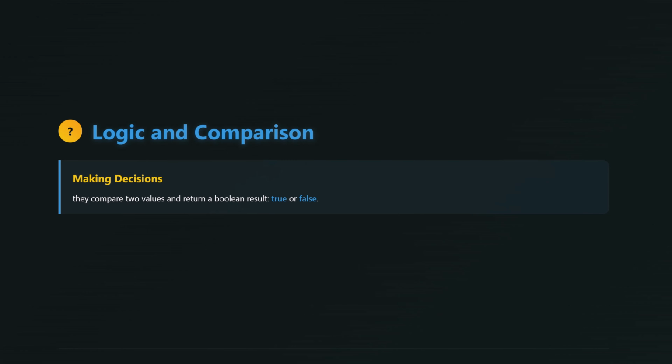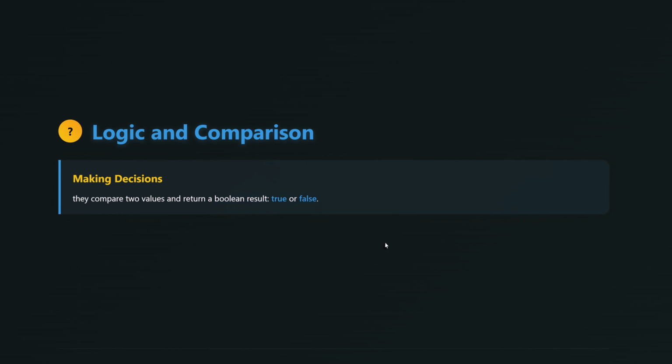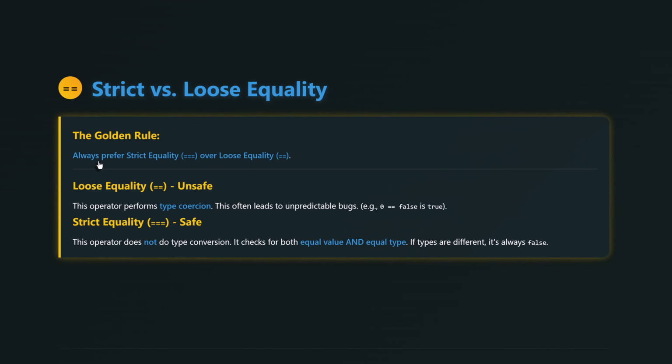Okay, logic and comparison. This is where your code starts making decisions. These operators don't assign values. Instead, they compare two values and return a Boolean result, true or false. They're essential for controlling the flow of your programs. Now, strict versus loose equality. If you remember one thing from this section, make it this. Always prefer strict equality over loose equality.